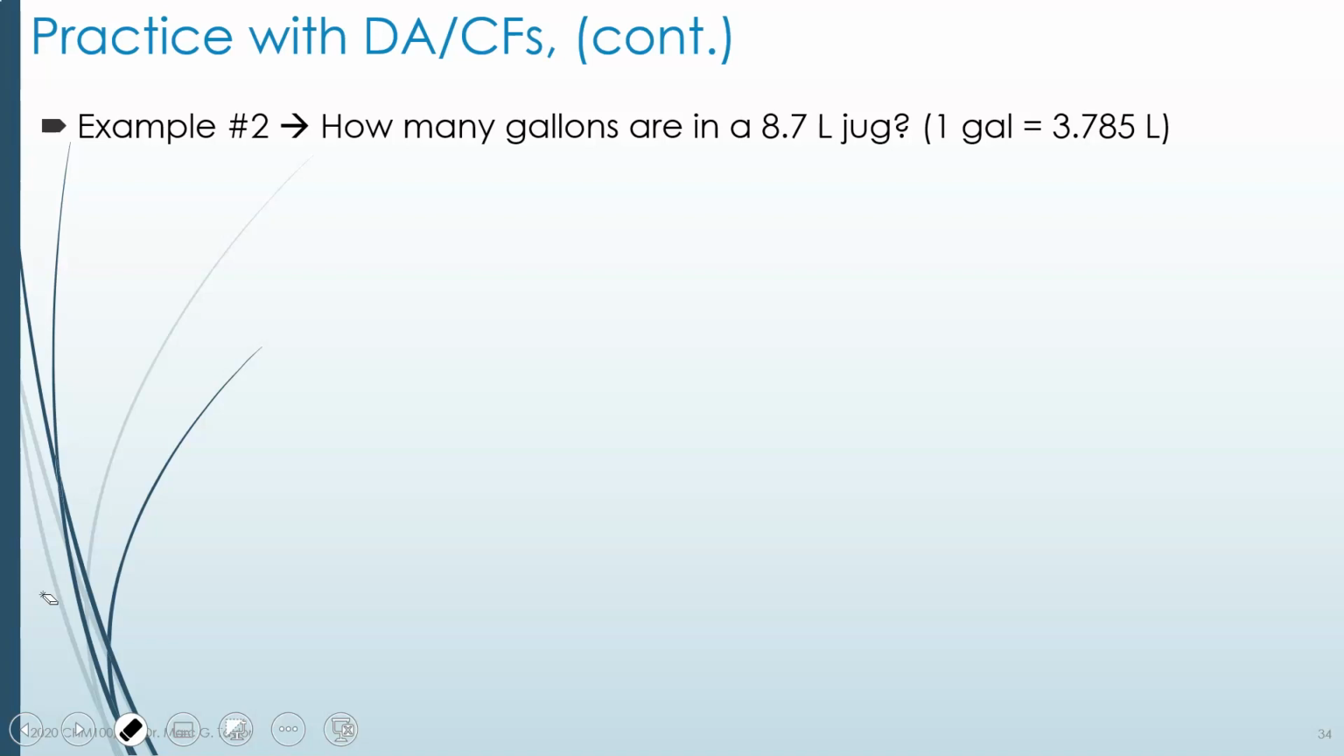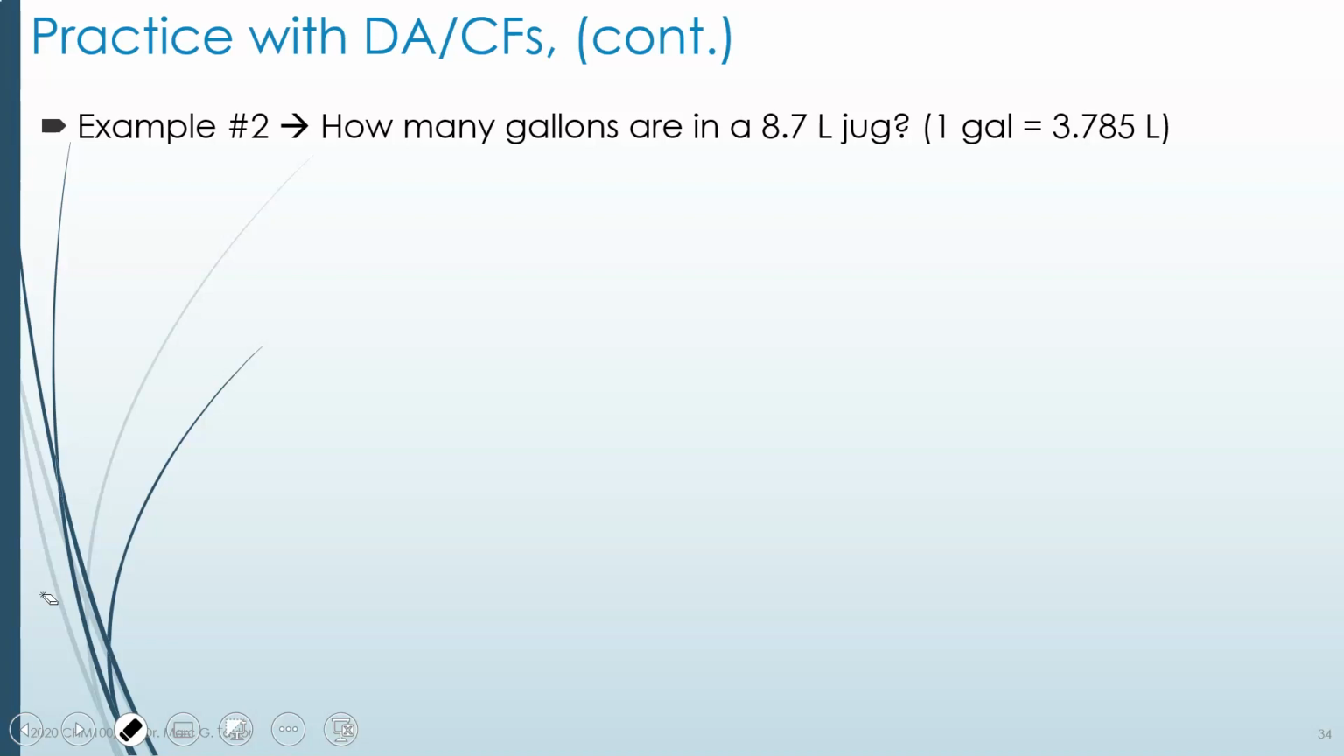It says how many gallons are in 8.7 liter jug. Well, we know we're given liters, so that's what you're going to start with. We know we're asked for gallons, and we have a conversion factor that in one step can convert gallons to liters. In fact, we know that a gallon is a little less than 4 liters. You might have heard that before. 4 liters is a little bit more than a gallon.